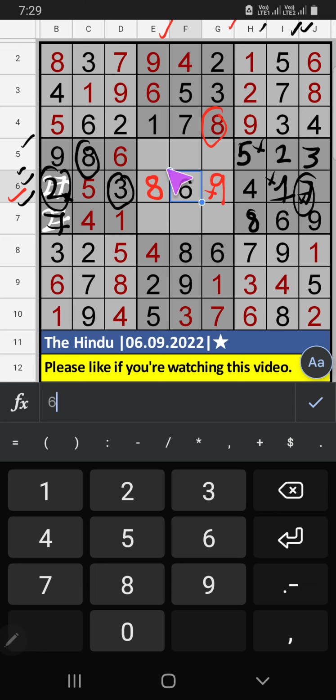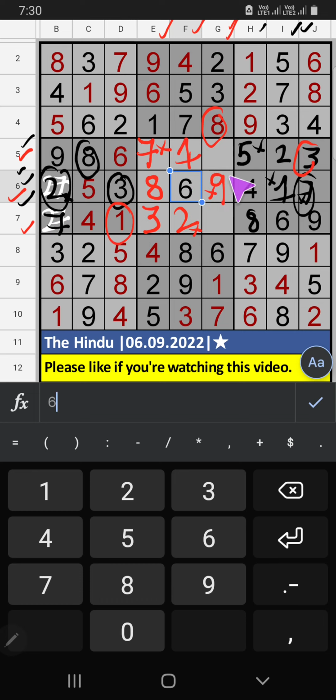Column E, 2 numbers are remaining, 3 and 7. 5th row, we have 3. So 3 can't come in the cell, 3 is confirmed here. Then 7 is here. Column F, 2 numbers are remaining, 1 and 2. 7th row, we have 1. So 1 can't come in the cell, 1 is confirmed here. Then 2 is here.